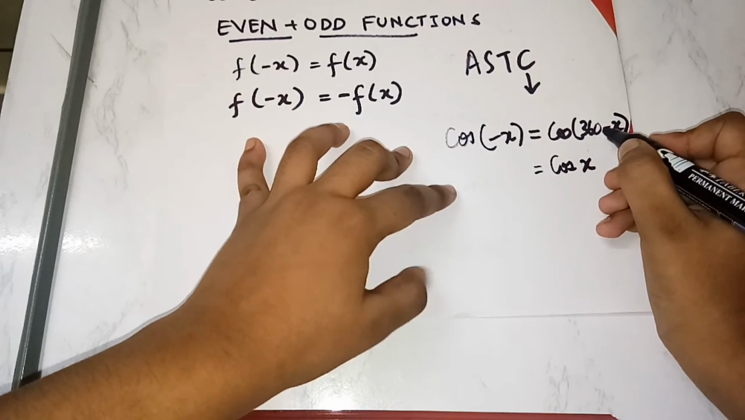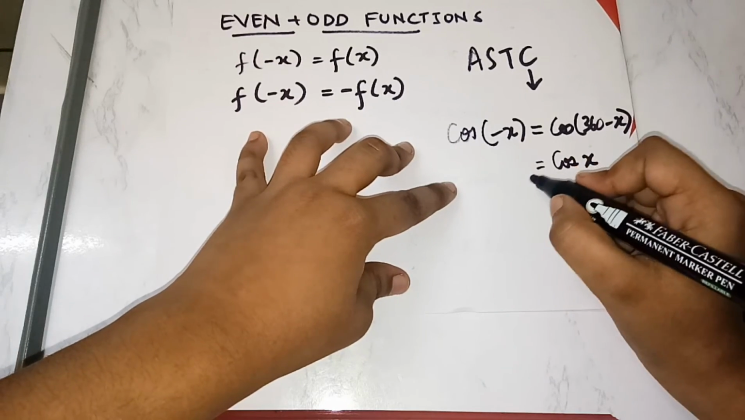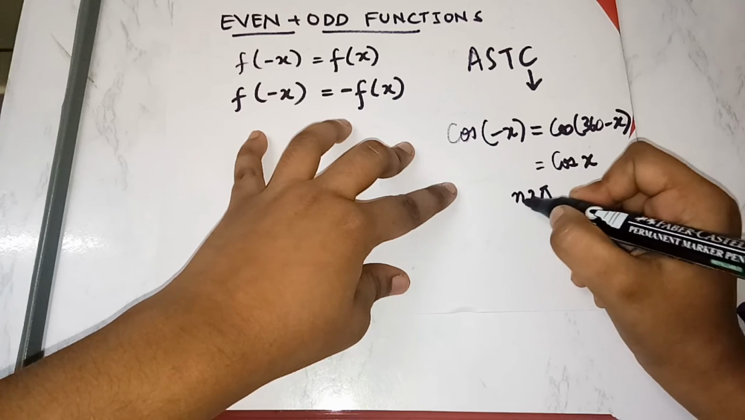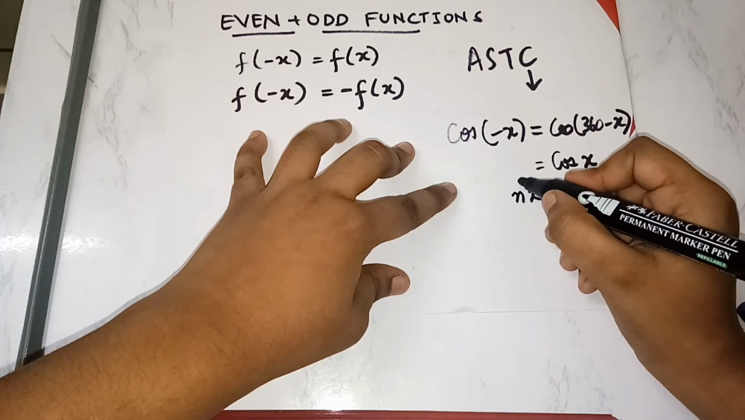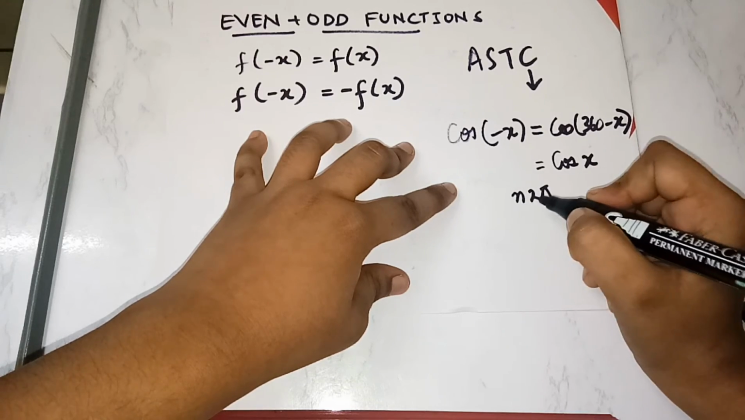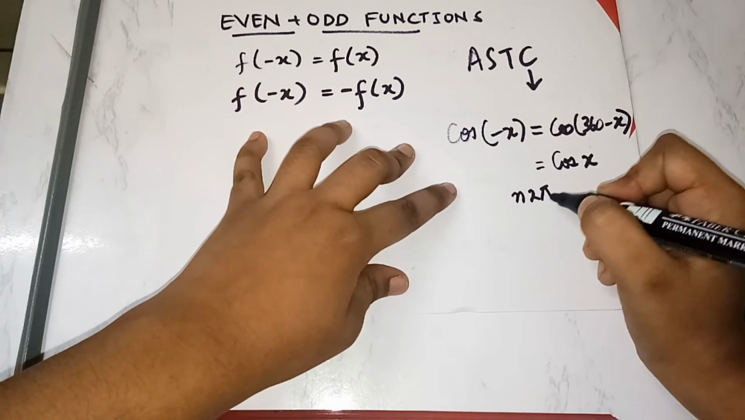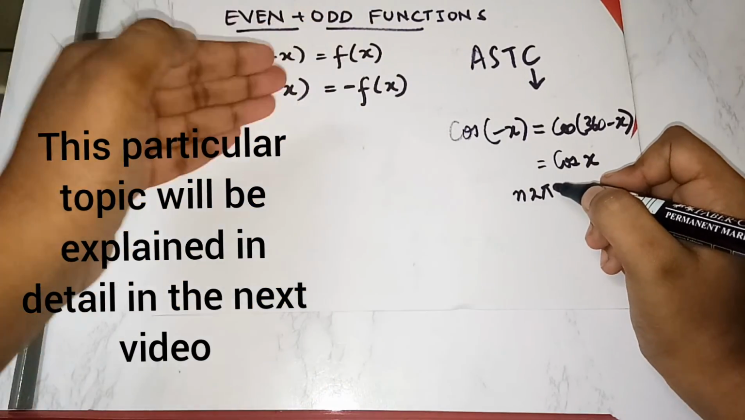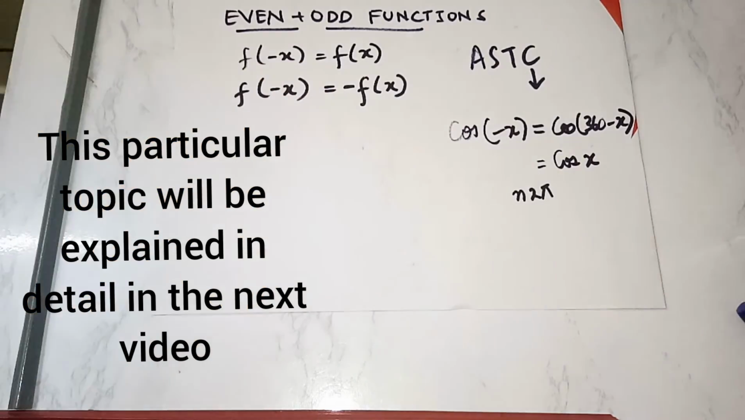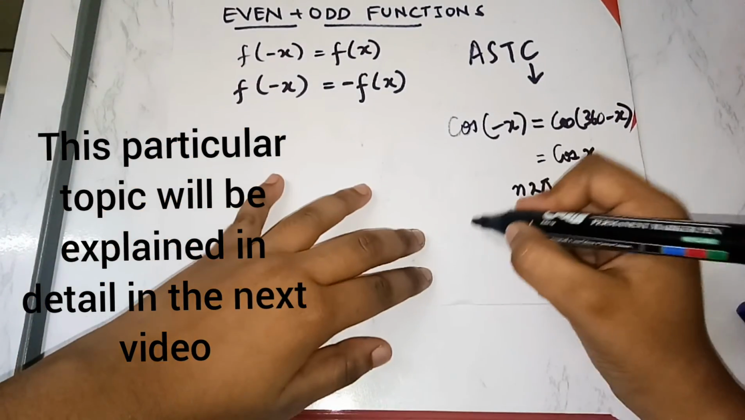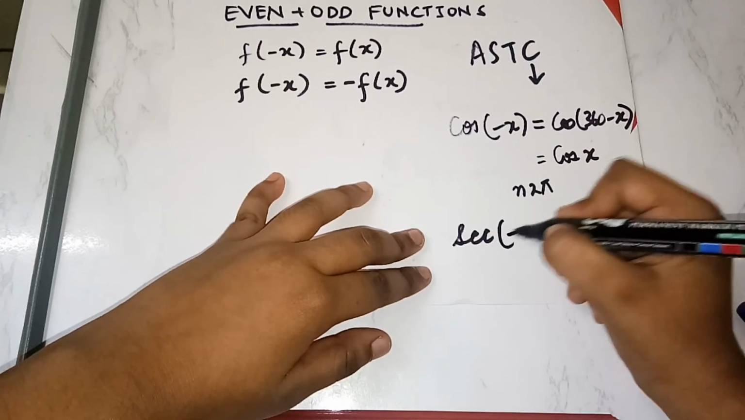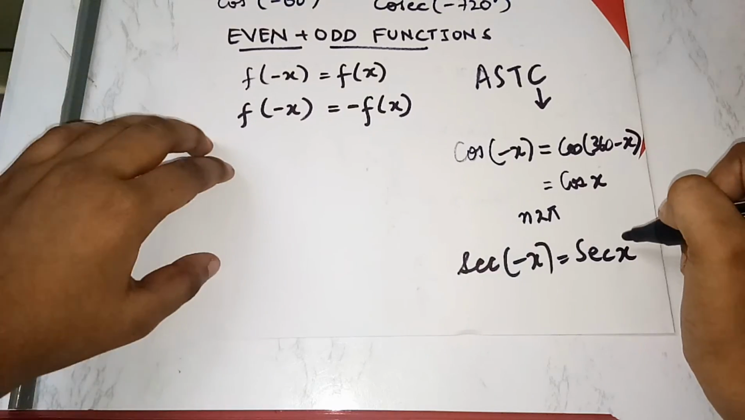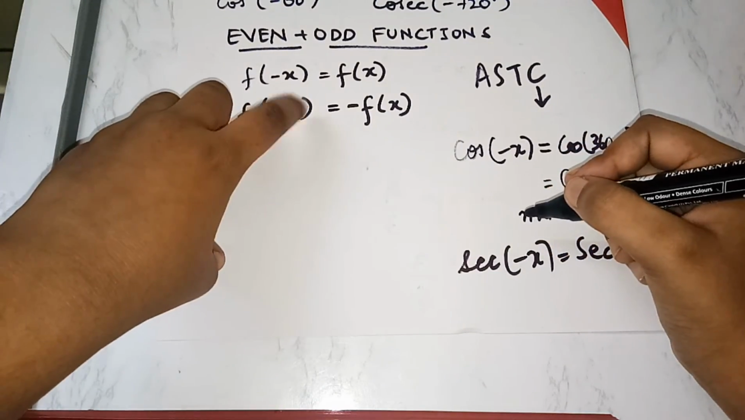It's not only 360 in the fourth quadrant, we can take it as n into 2 pi. 2 pi stands for 360 and n is any integral value. If it's 1, we get 360. 2, we get 720 degrees, etc. So the same rule applies for any other function which can be written in terms of multiples of 360. So similarly, secant of minus x is secant x. However, all the other functions are going to be odd functions.